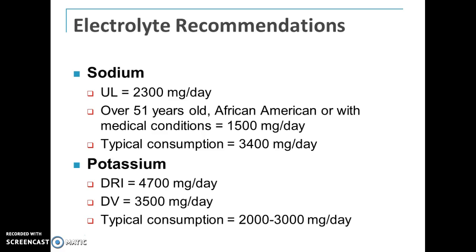The potassium DRI is 4,700 milligrams per day. The daily value is 3,500 milligrams per day, and our typical consumption is 2,000 to 3,000 milligrams a day. So as you can see, we typically get too much sodium and too little potassium. Potassium is found in fruits and vegetables, sodium is found in processed foods, so when we're eating our typical SAD or standard American diet, you can see where that would be a problem.